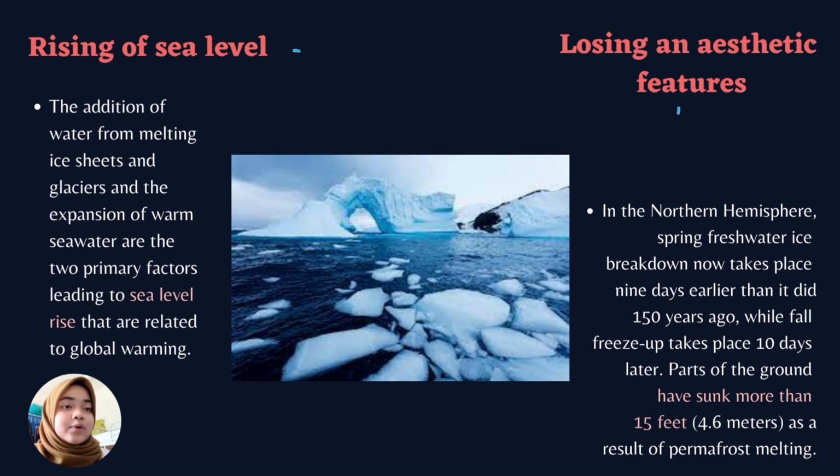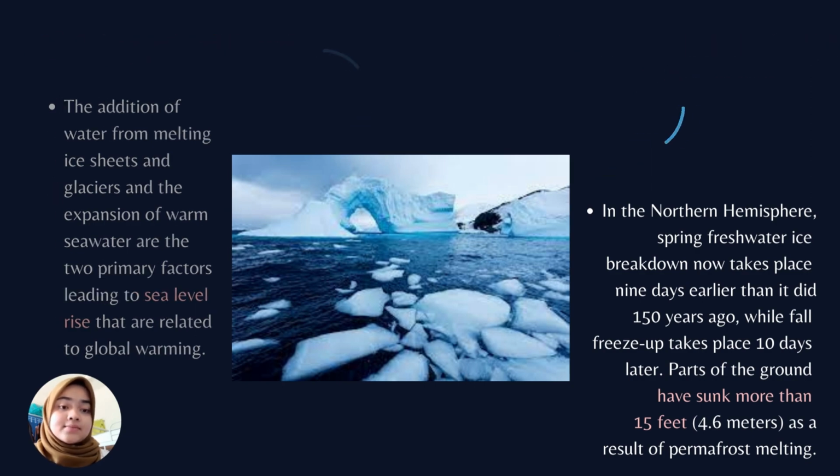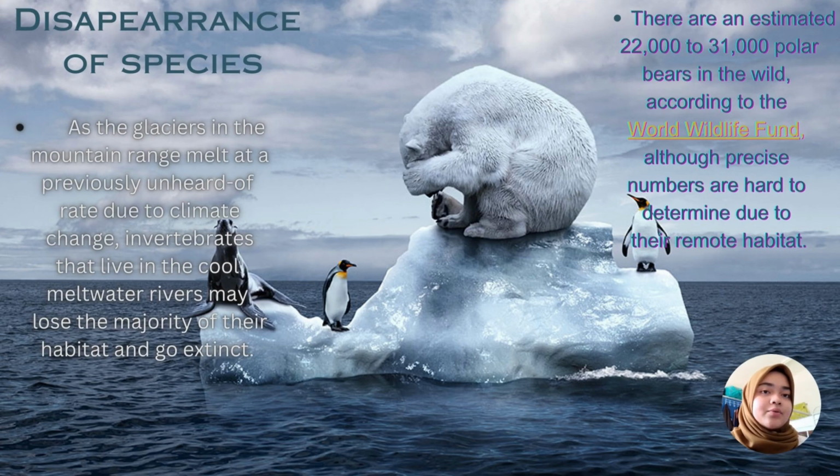The case study was in the northern hemisphere. Spring freshwater ice breakdown now takes place 9 days earlier than it did 150 years ago, while fall freeze-up takes place 10 days later. Parts of the ground have sunk more than 15 feet, which is 4.6 meters, as a result of permafrost melting. Now, the third one is disappearance of species.